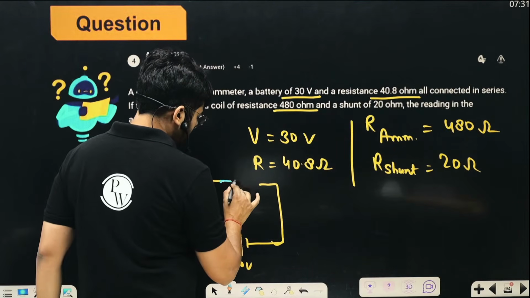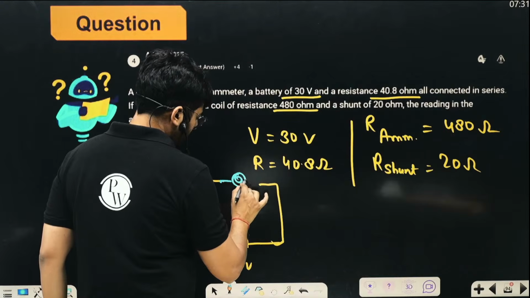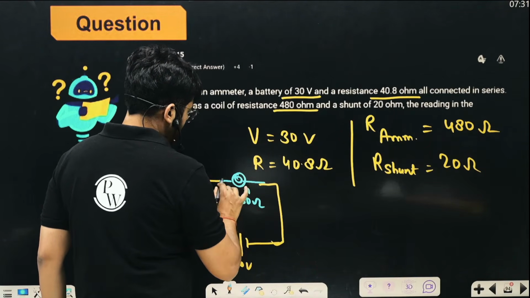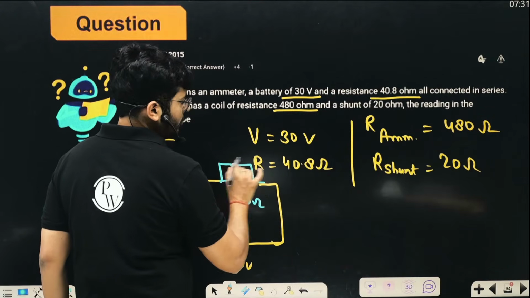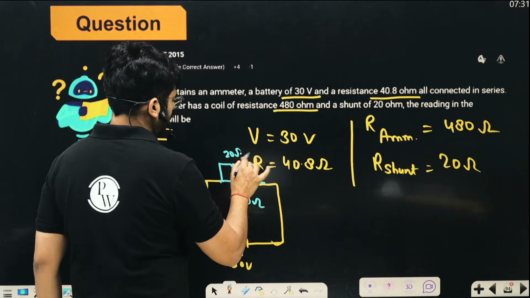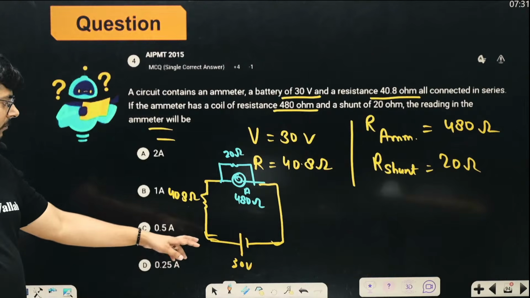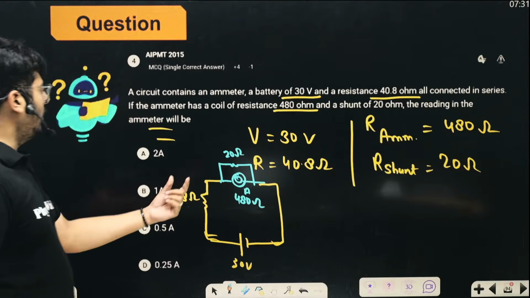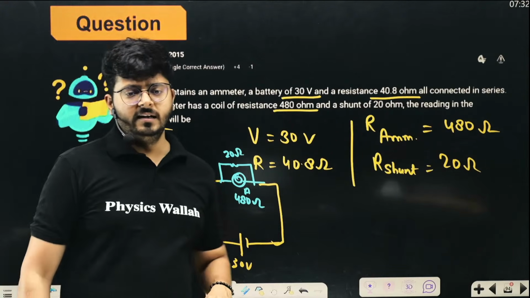So this is the ammeter. This is the coil of the ammeter. This has a resistance of 480 ohms and a shunt, that is a parallel resistance to it. It has a value of 20 ohms, right? So now this is the situation you have in front of you. What will be the reading in the ammeter?